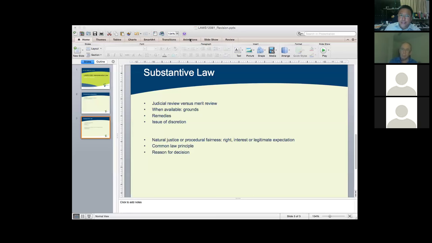Yes. And we need to remember that the original decision maker is not required to act judicially. No, I've got that down. So that's crucial.